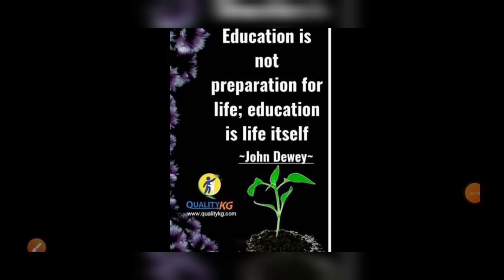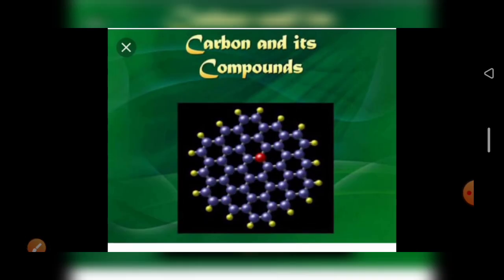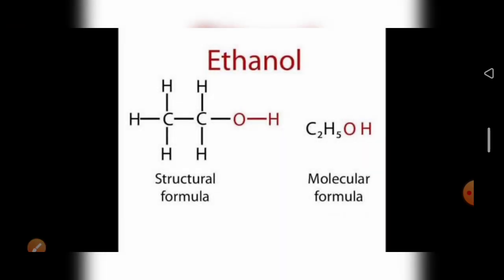Today we see about carbon and its compounds, that is unit 11. Before that we have studied about characteristics of hydrocarbons, homologous series and IUPAC names, that is nomenclature of carbon compounds. Now we have to see the manufacturing of ethanol.